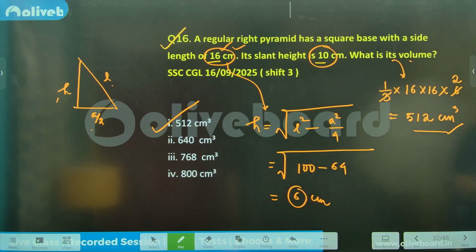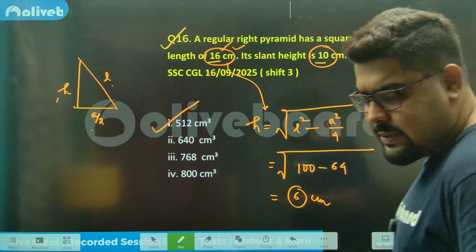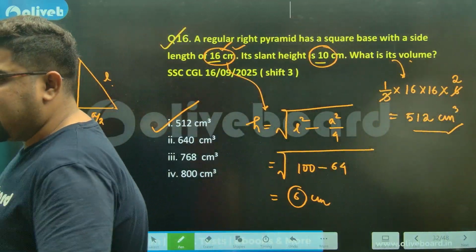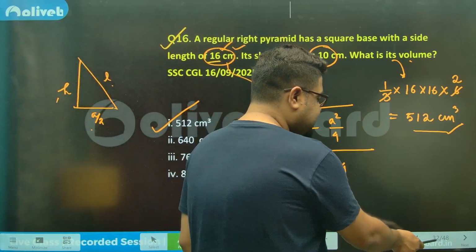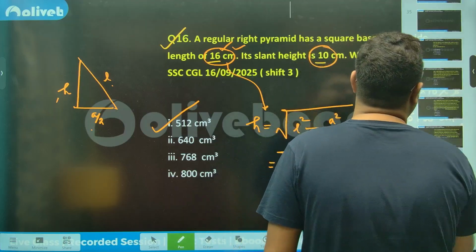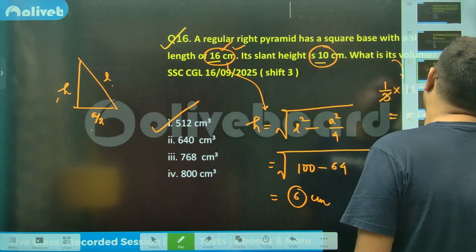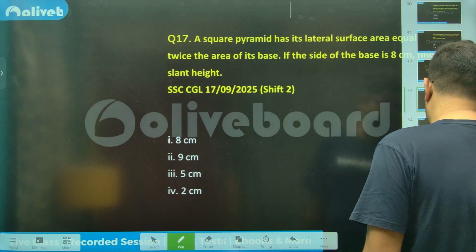Most of these questions will be of this level. They will not go beyond this. But there can be one question here and there where they can ask you a little tricky things, and you need to be prepared for that. You cannot just say, "Arey, ye kya puch liya?"